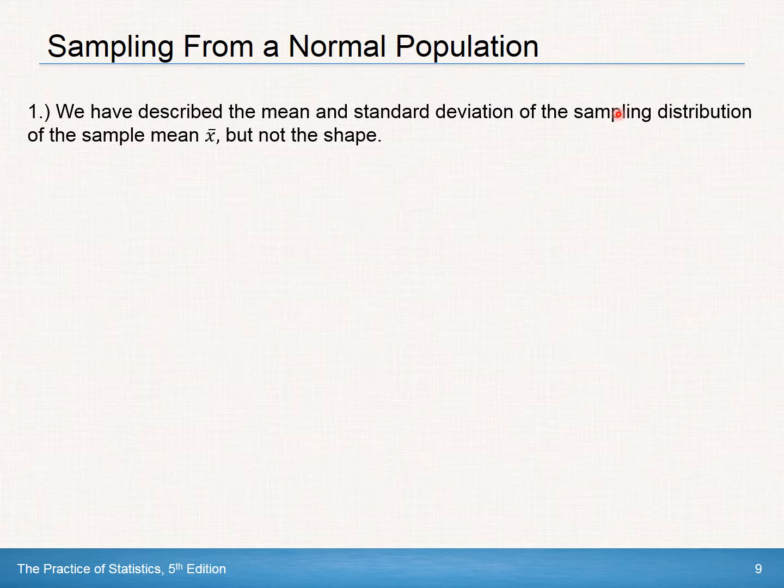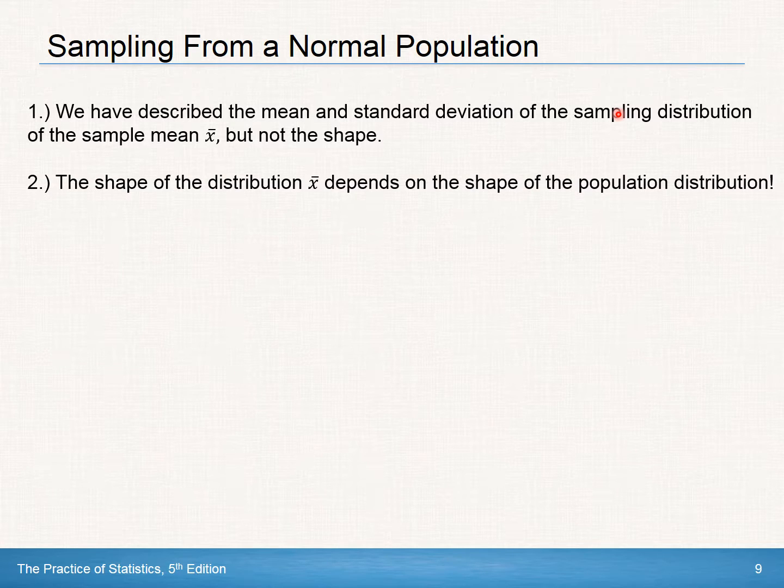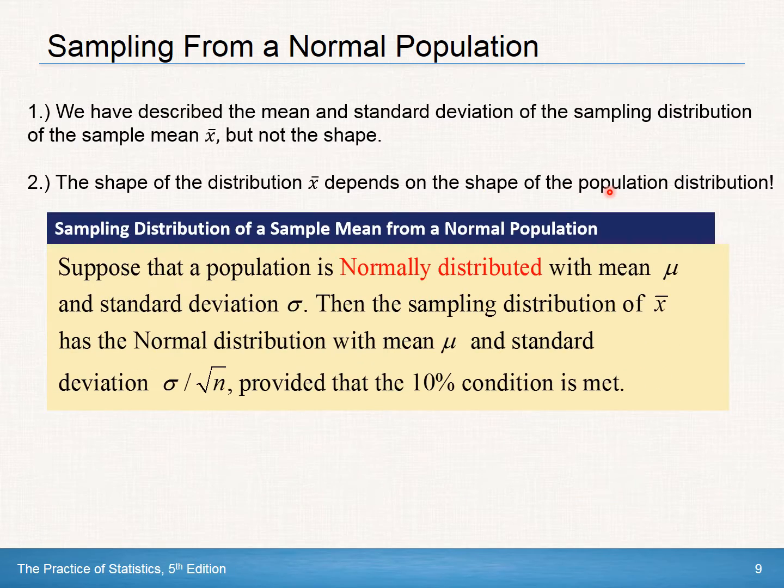Now, if you have a mean and standard deviation of your sampling distribution, but the sampling distribution is not approximately normal, we can't use the z-scores that we used in the last section. So how can we determine whether or not we have an approximately normal sampling distribution so that I can use z-scores in order to make inference about the population? The shape of the distribution of x bar depends on the shape of the population distribution.